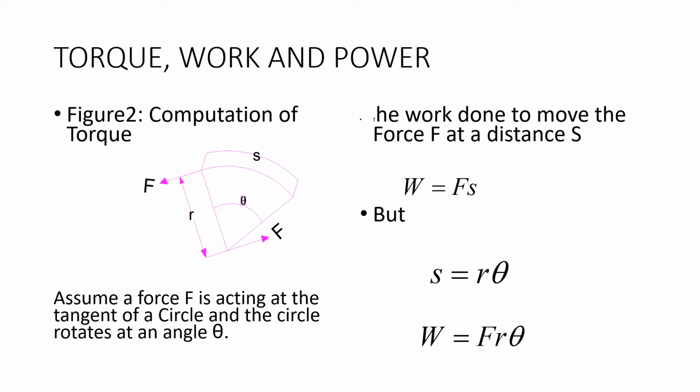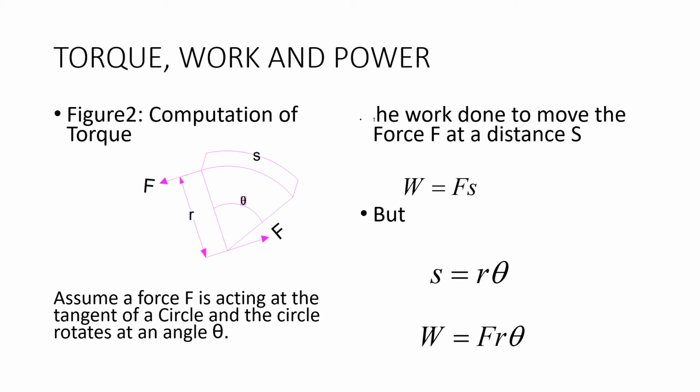Assume force F is acting at the tangent of a circle, and the circle rotates through an angle theta. The work done to move the force through a distance s is work equal to force times distance, F times s. S is the distance, F is the force. But the distance is equal to radius times the angle in radians, so s is equal to r times theta.